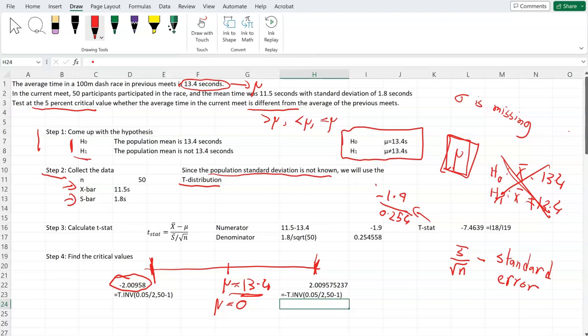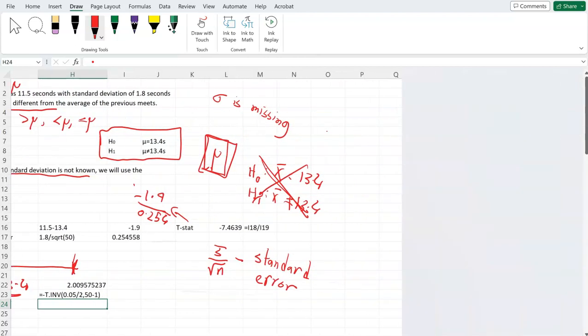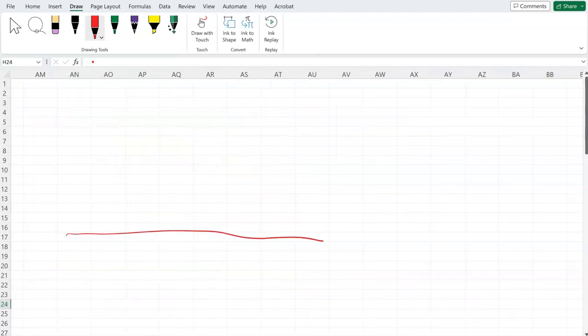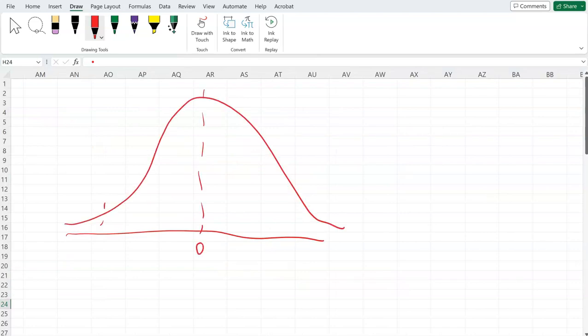So I can draw my distribution and I can see where my t-stat lies. If this is centered around 0 and the lower critical value is -2 and the upper one is +2, the t-stat that I calculated is somewhere way around here. So it was like -7 point something. So it is outside of these critical values.